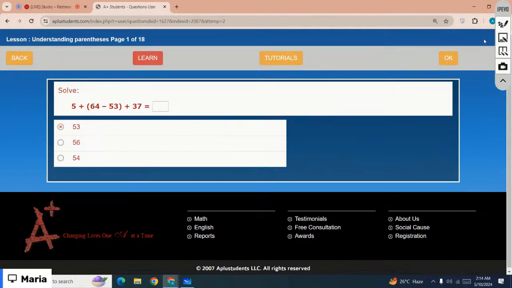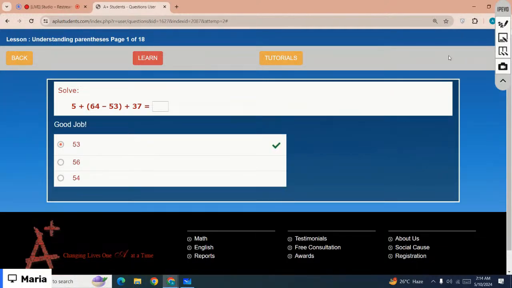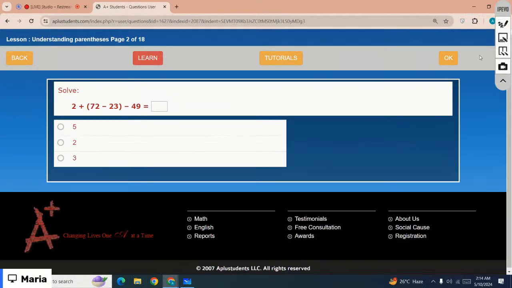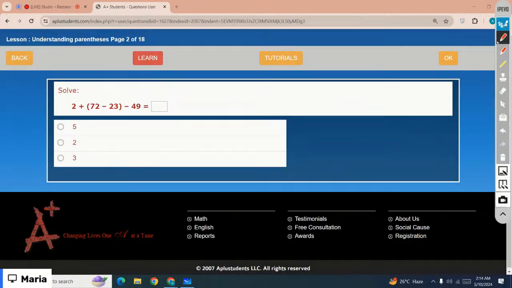The very first thing is you have to solve the parentheses first, then do the rest of the operations. Here you have 72 minus 23 in parentheses. You cannot subtract 3 from 2, so you need to borrow 1. So 12 take away 3 is 9, and 6 take away 2 is 4. So that would be 2 plus 49 minus 42, right? Now you have to perform the rest of your equation. So 49 minus 49 makes 0, and 2 plus 0 is 2. So the correct option is 2.